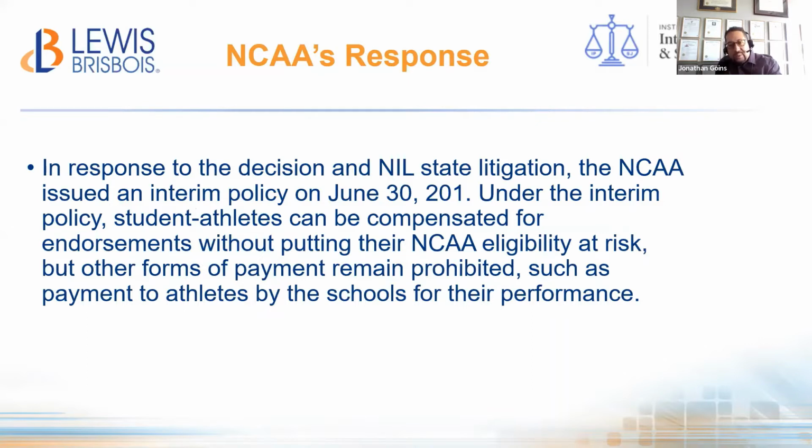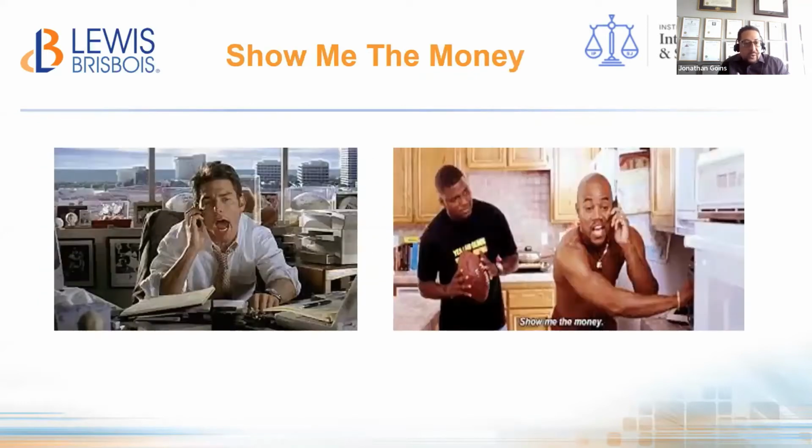So the NCAA obviously knew this, and they had to act fast to avoid a chaotic, imbalanced level of competition. So in response to the Supreme Court's decision and NIL state legislation, they have issued this interim policy in which student athletes can be compensated for endorsements, including certain forms of payment, so long as it is not tied directly to their athletic performance on the field or in the courtroom.